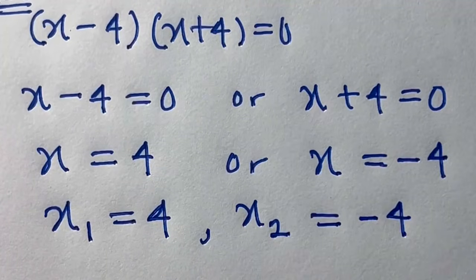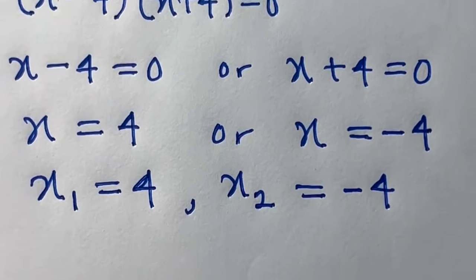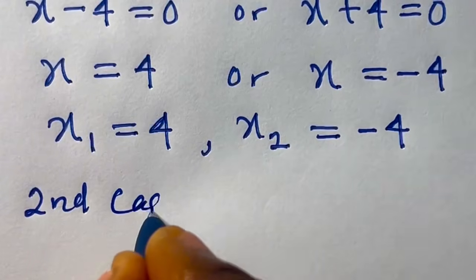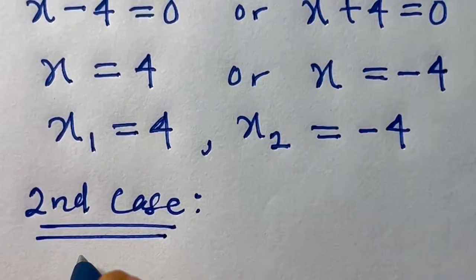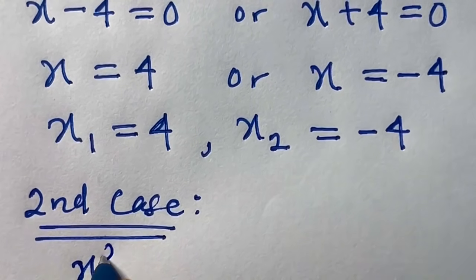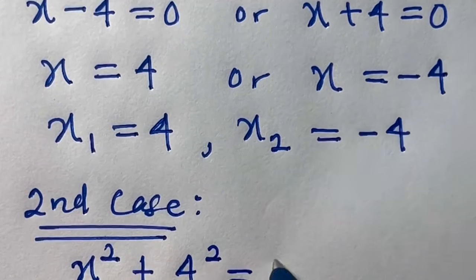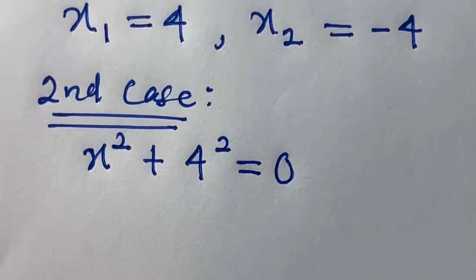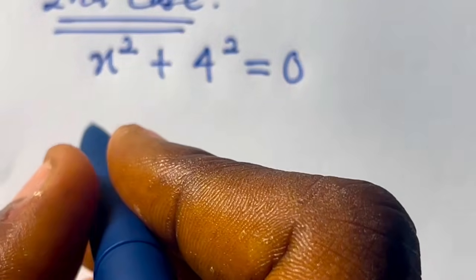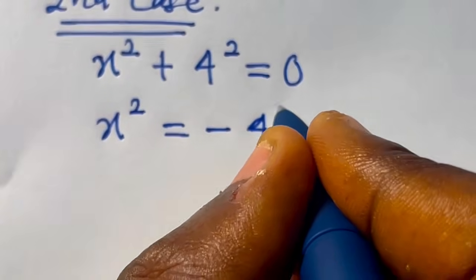All right, and the second case we have is x squared plus 4 squared equals 0. Second case is x squared plus 4 squared equals 0. What we are going to do is transfer this to the other side. So we have x squared equals minus 4 squared.